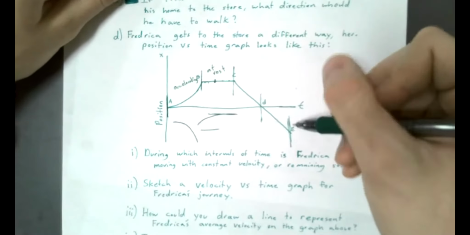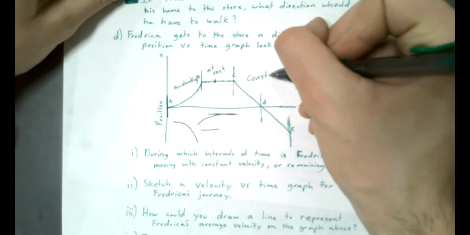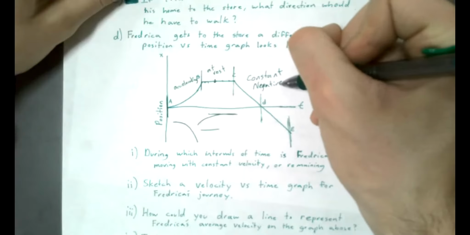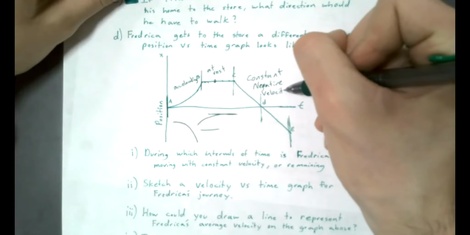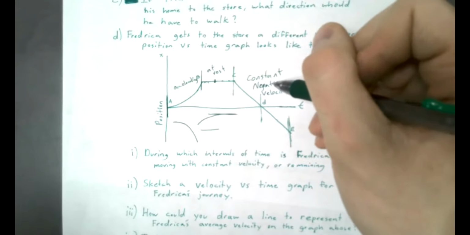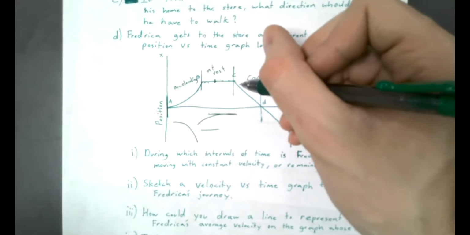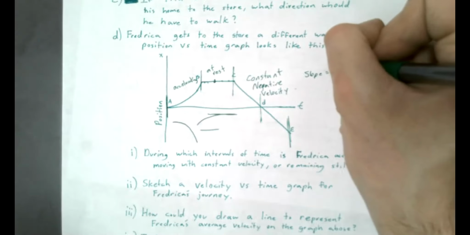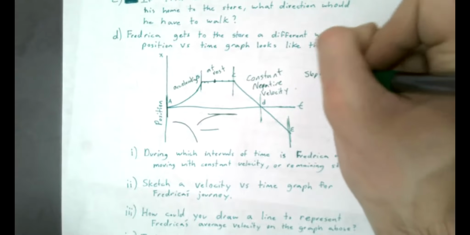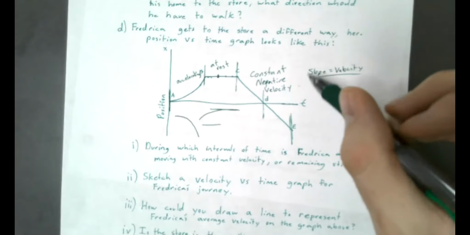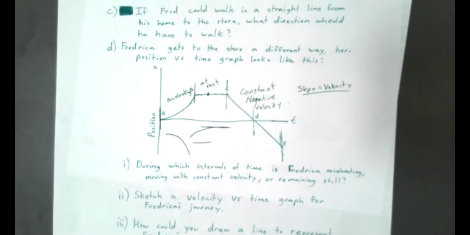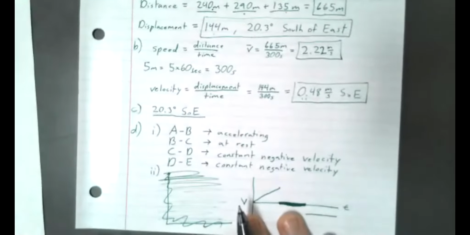Now, C through E, she has a constant negative velocity. Okay? So, constant negative velocity, meaning that it is a negative slope. And remember, slope is equal to velocity. Okay, like that. And so, since it's going downward with a negative fashion and it's not curving, it's a constant negative velocity. Okay, and so that's what I have here on the answer key.